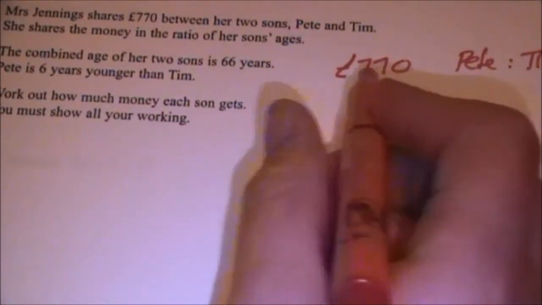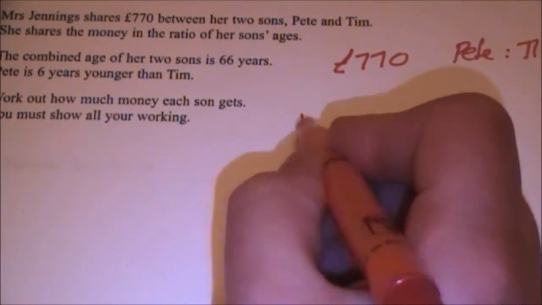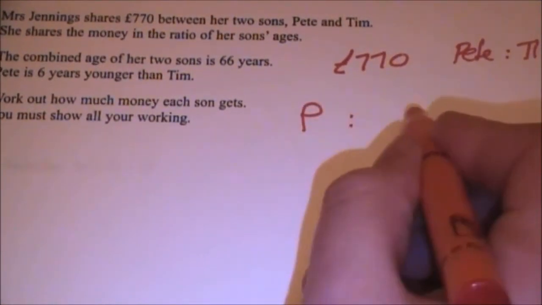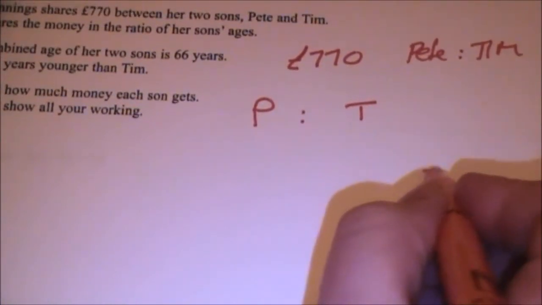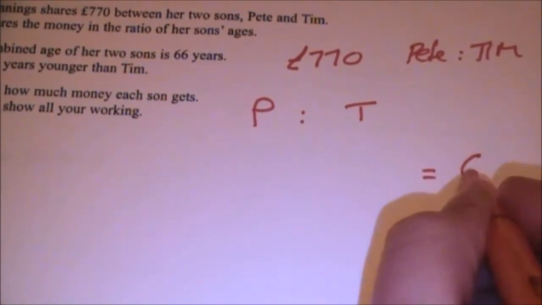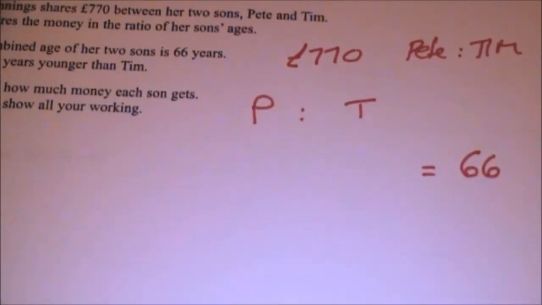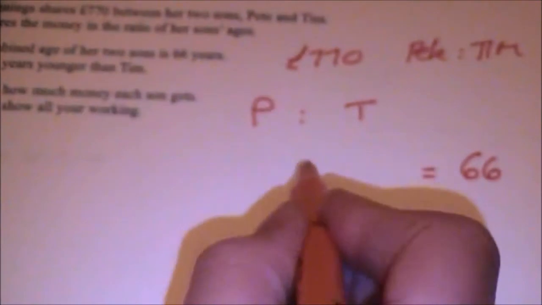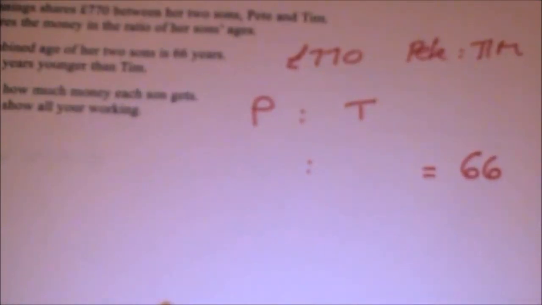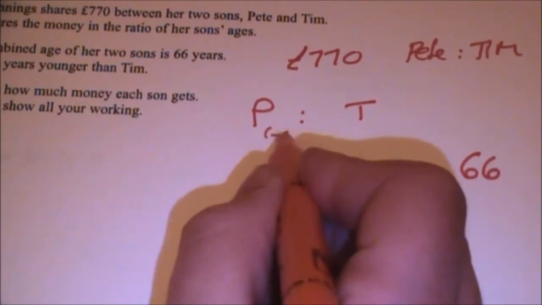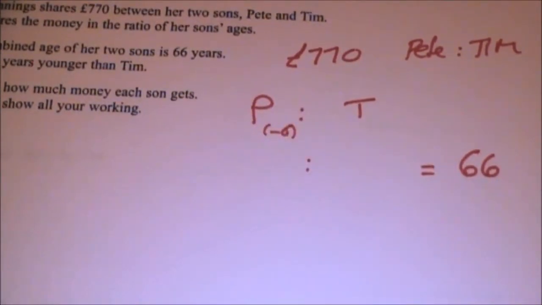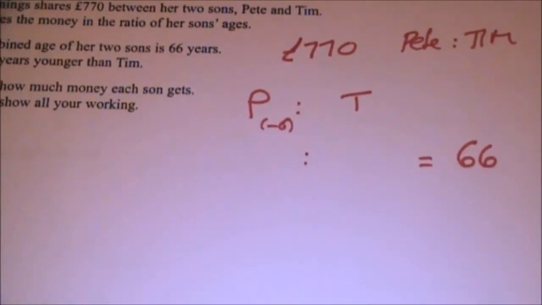So I'm dealing with, I can forget about the amount of money for now, let's look at the ratio. I'm dealing with Pete to Tim. Now I know that together their ages are going to add up to 66. Now I need an age for Pete and an age for Tim. But however old they are, Pete is 6 years younger. So I've got to try and keep that in mind.